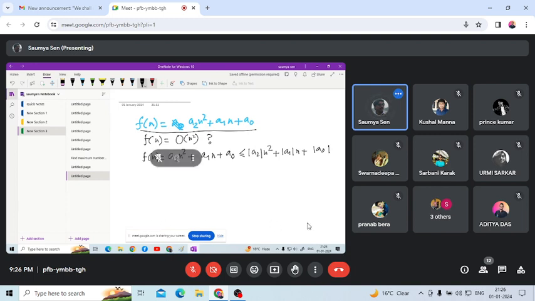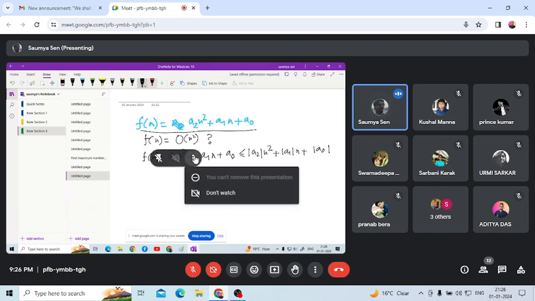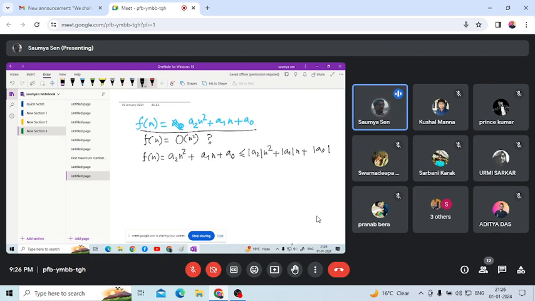So this term is less than or equal to mod of a2 n square plus mod of a1 n square plus mod of a0 n square.